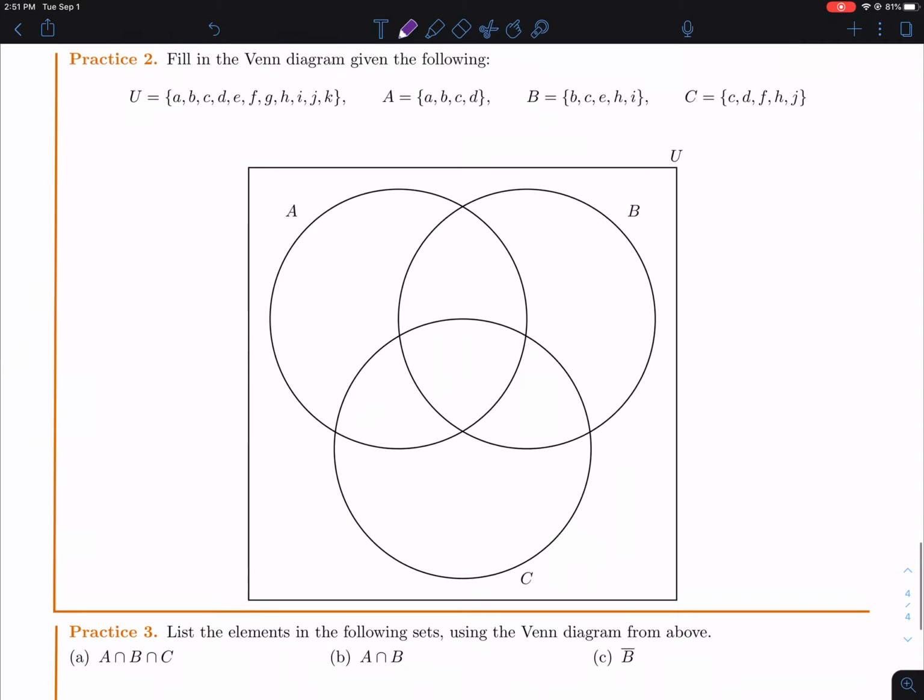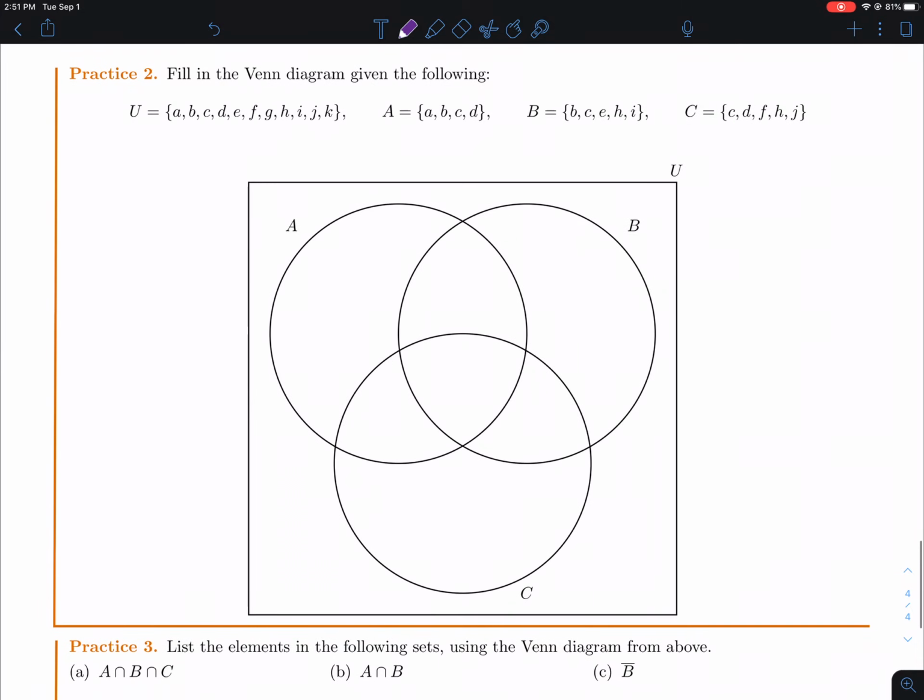All right, so let's take a look at practice 2. This is a nice one for practicing filling in a Venn diagram.